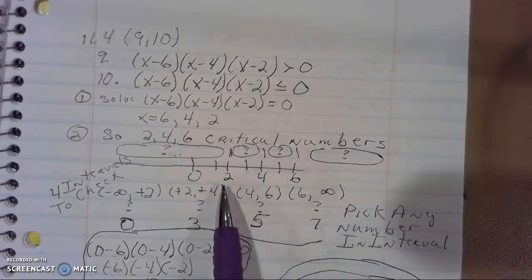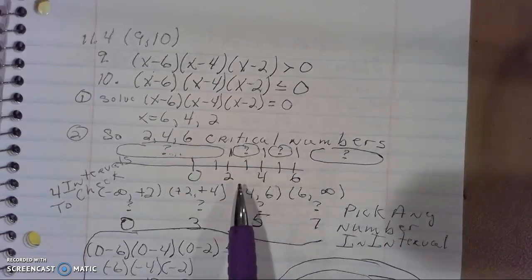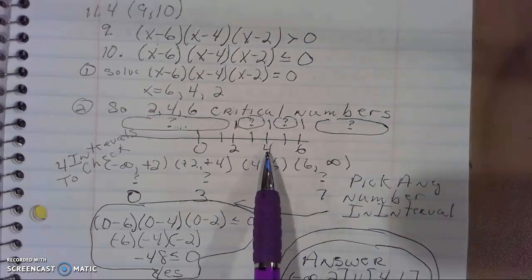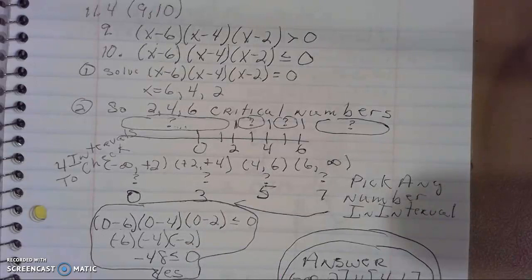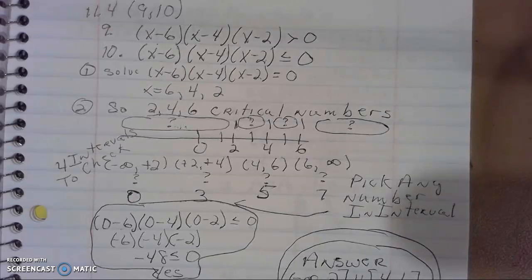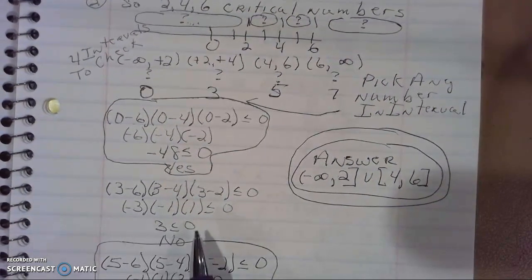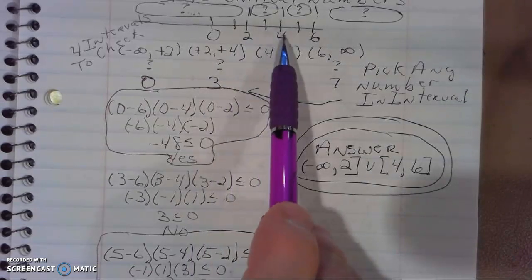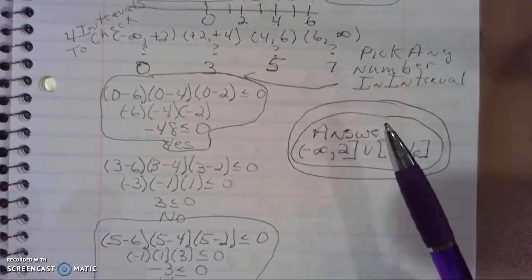Then I go to the next area between 2 and 4. I try a convenient number in there. The most convenient number between 2 and 4 is 3. 3 minus 6, 3 minus 4, 3 minus 2. I get 2 negative numbers and a positive number. 2 negatives make a positive, so I get a positive 3. Is that less than or equal to my 0? No. So this second area between 2 and 4 did not work.